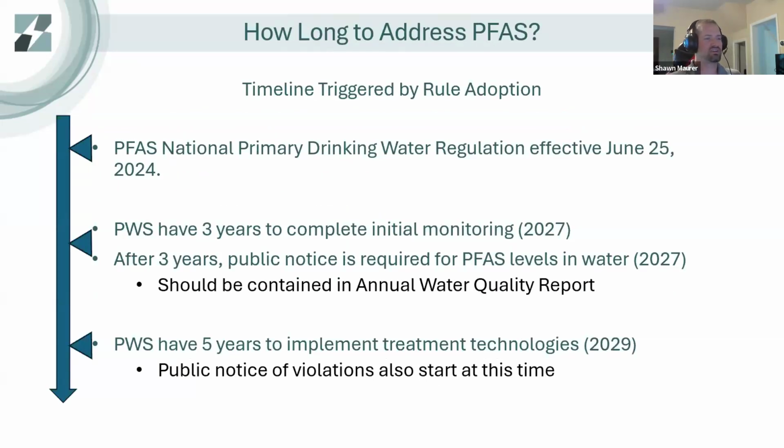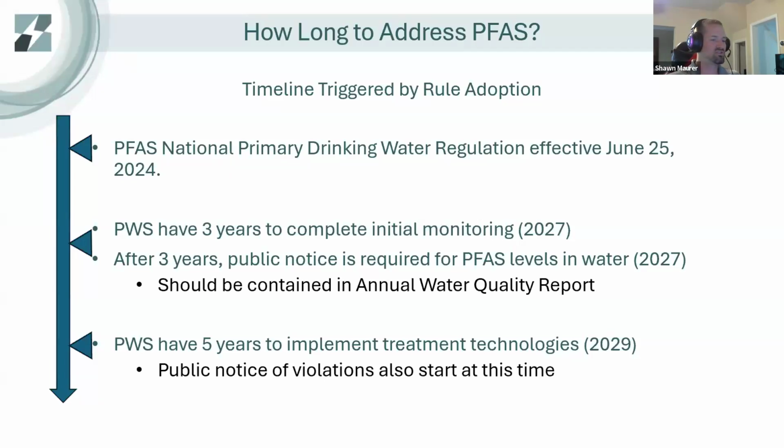So June 25th is when this regulation became effective as a national primary drinking water regulation. That triggers a 3-year cycle to complete initial monitoring and sampling for PFAS at public water facilities. So if you haven't started sampling yet, it's a good idea to get on that early and give you time to start planning for addressing PFAS if you do happen to find it. After that 3-year period, public notice is then required if PFAS is detected to let the community know that PFAS has been detected and you're working on implementing technologies to abate that in the water supply. And that notice is just contained in the annual water quality report along with other notices to the public.